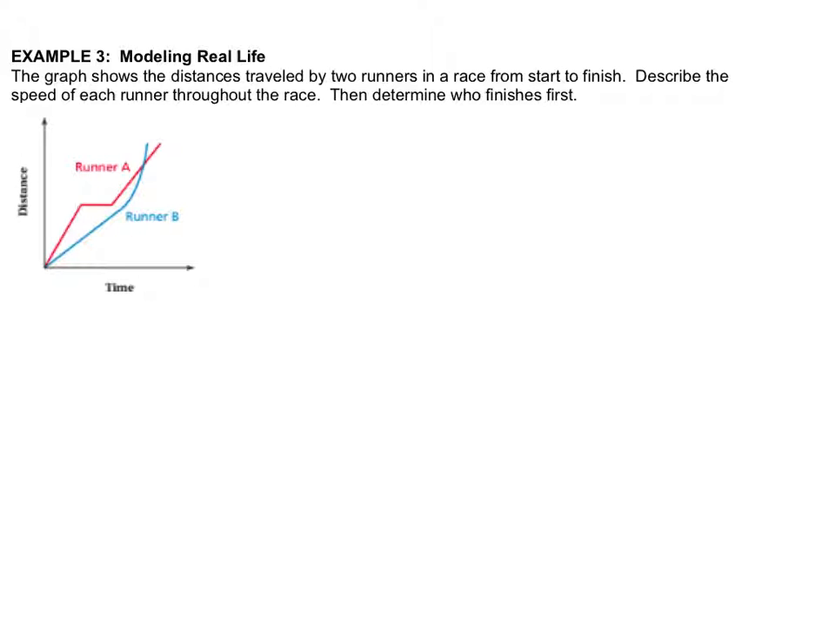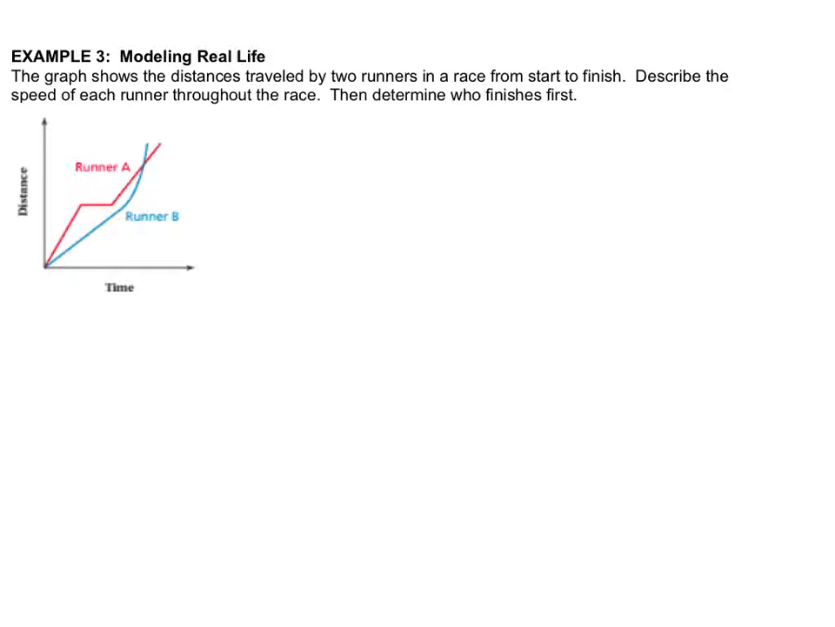So we have been talking about constant speeds, and we've been talking about constant rate of speed. This one actually includes something where we have to think about this curve, this runner B having a curve. So the graph is showing the distance traveled by two runners in a race from start to finish. We can see that they're both starting here, and then as time goes on, you can see some different things happening with what they're doing. Okay, so we want to first describe each runner throughout the race.